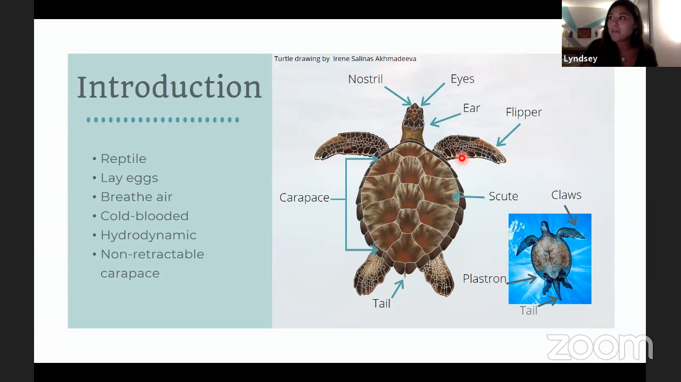The carapace is made out of several scutes. These scutes are made of keratin, and in some species of sea turtles, the scutes are actually going to shed each year when the turtle grows. This isn't true for all turtles, but it's true for green sea turtles like this one.